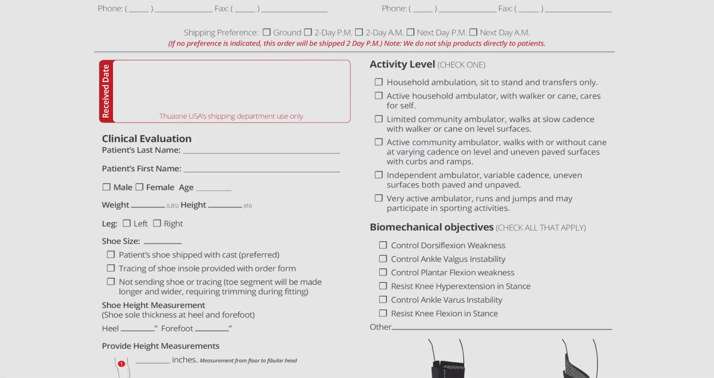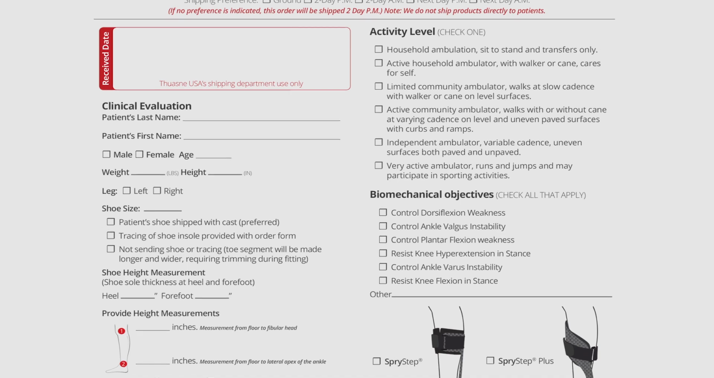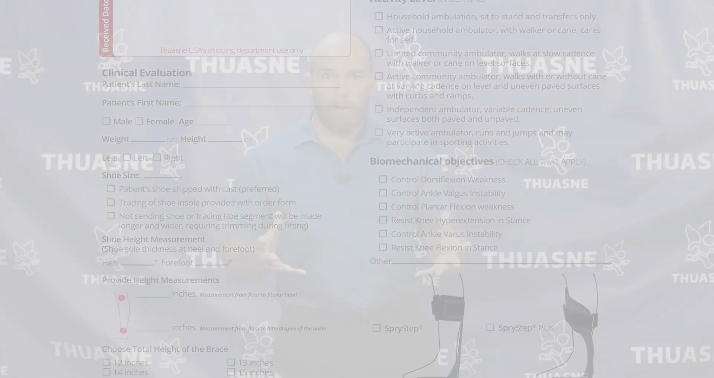Before you begin your patient evaluation, it's very important to become familiar with the Townsend order form. There are some key things that we need to know in order to broaden our clinical perspective of the patient that you're working with. Some of the key things that we need to be aware of is the patient's height and weight, and an intimate understanding of the type of shoe that the patient will be wearing.